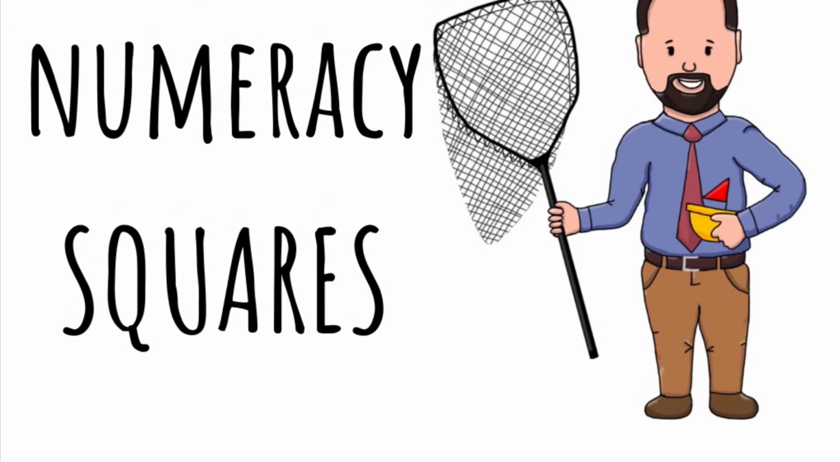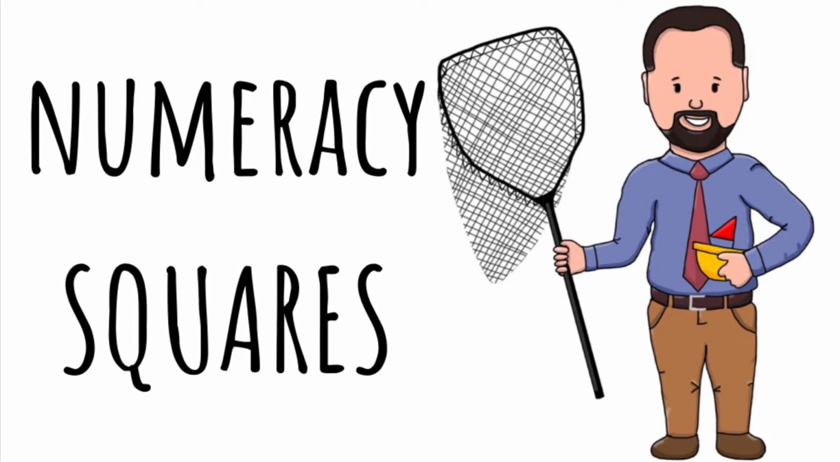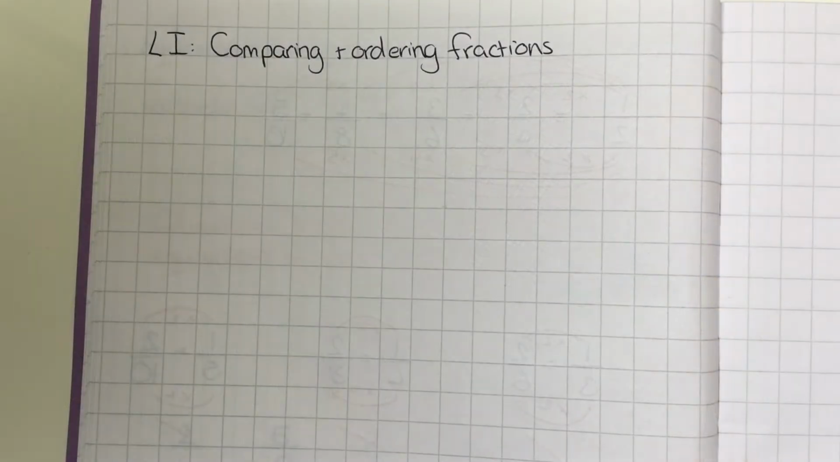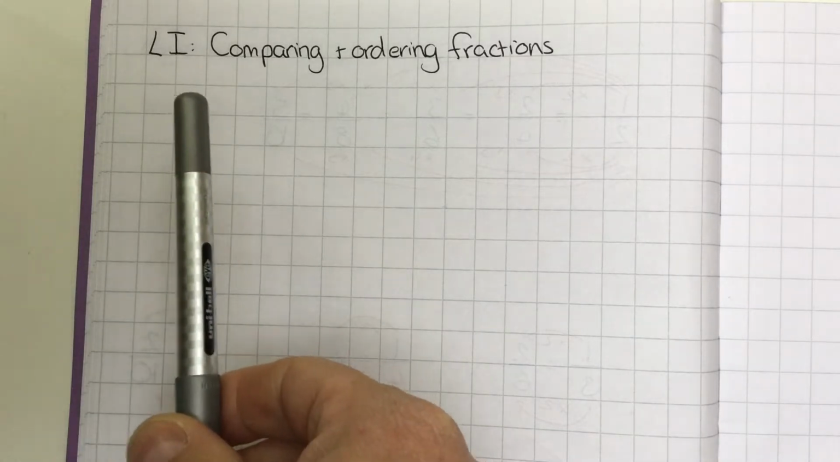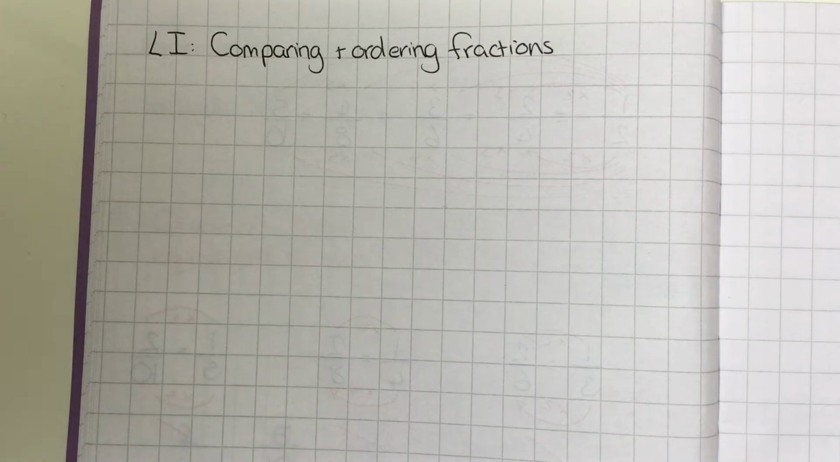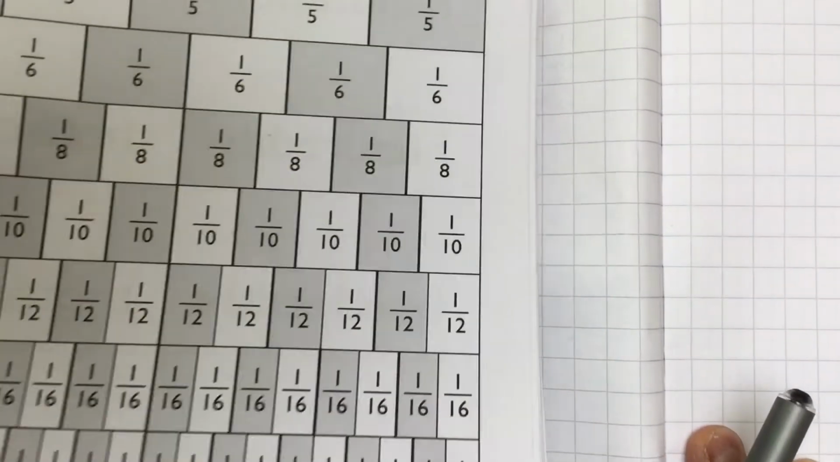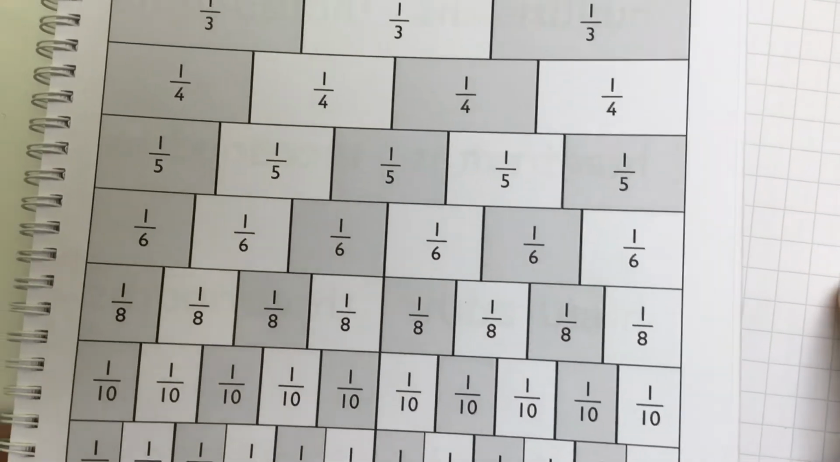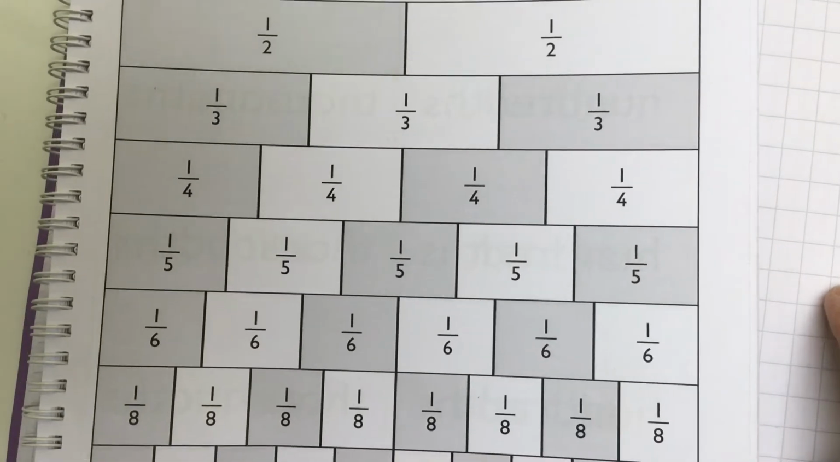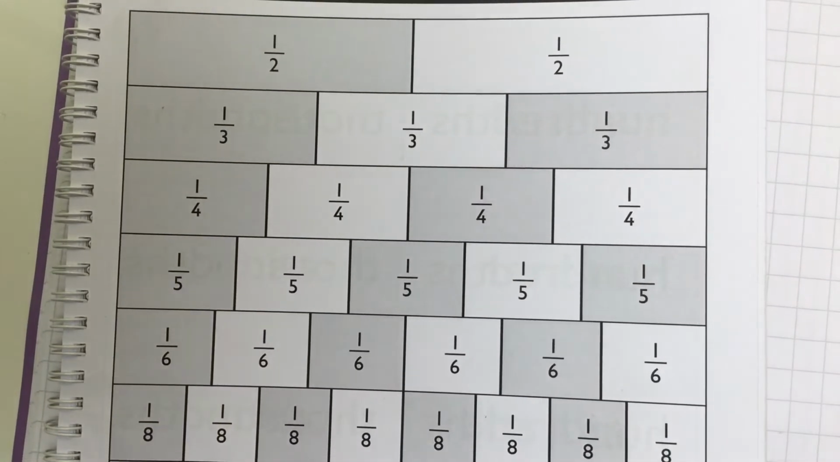Squares, let's have a look at our work. Right, let's jump straight in. So we are looking at comparing and ordering fractions today. So that is your learning intention. You can take that down into your book now. And let's take a look at one of these. Now we have seen these before for sure. This is your fraction wall. And a fraction wall is used for comparing fractions.